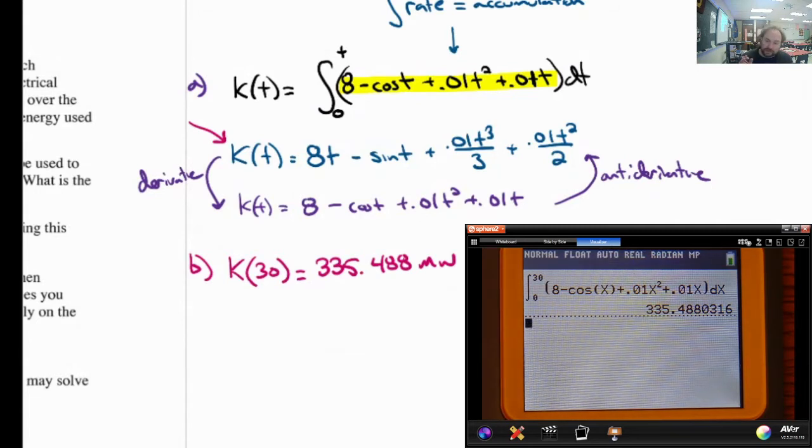It's up to you. But I like the integral function better because it helps to solidify the connection between the rate function, lowercase k of t, and its accumulation as an integral. That's a much more important connection.